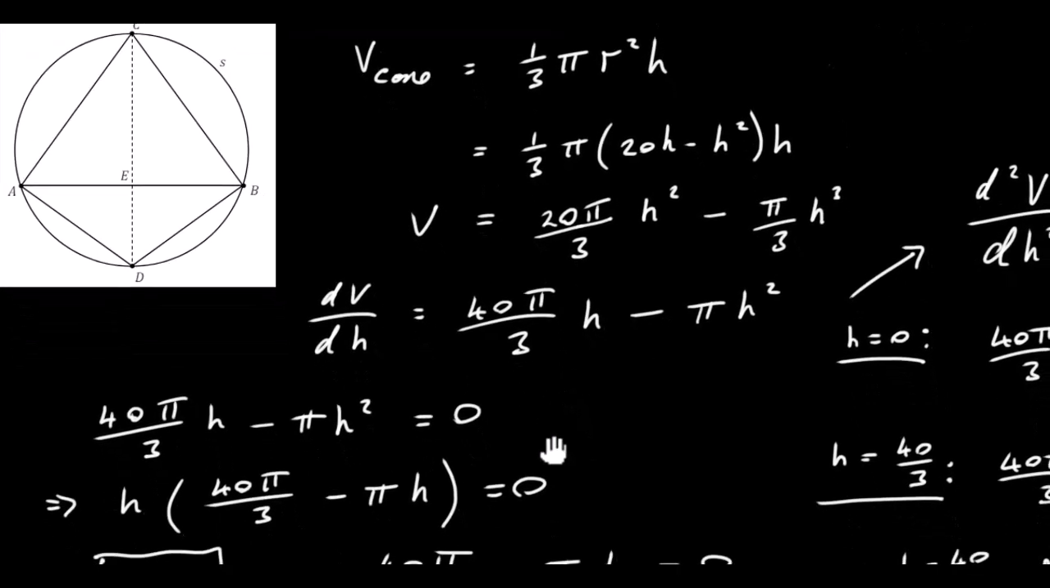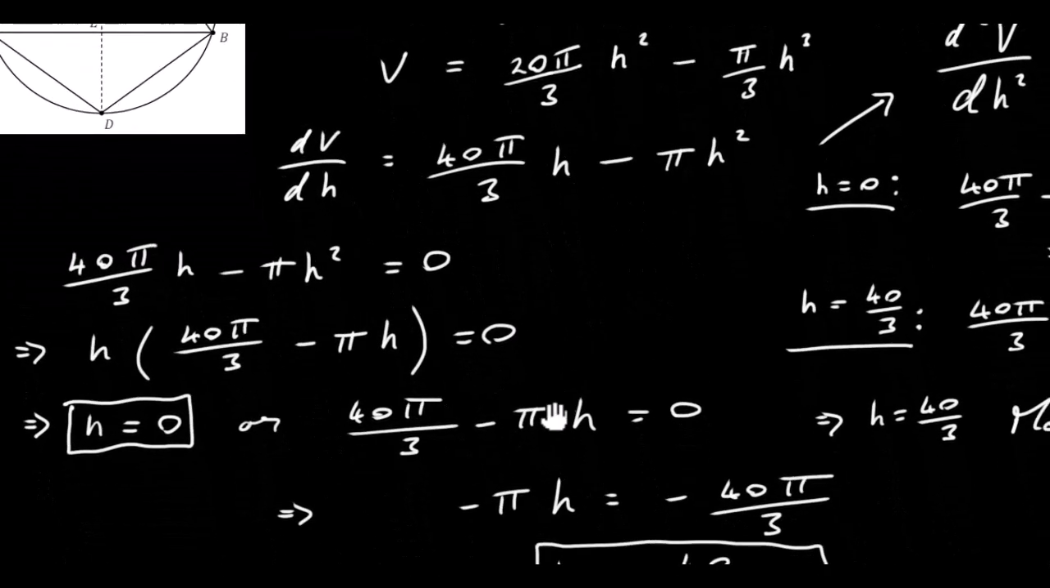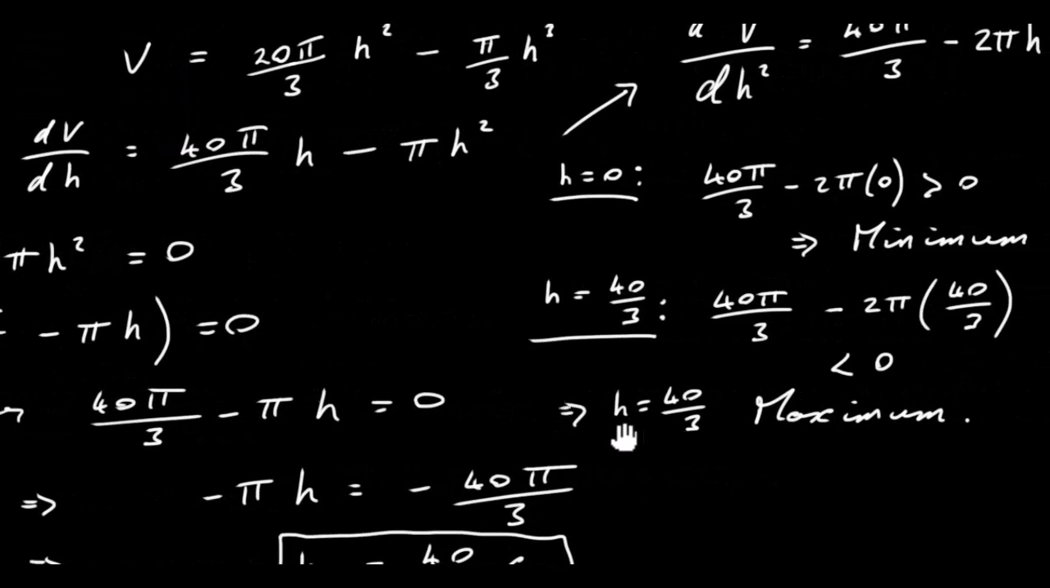So our answer anyway, we were asked to find the value of h that gives a maximum volume for the top cone. So the answer is h is equal to 40 over 3 centimeters. This is our answer here. Okay, so that's it for this question.